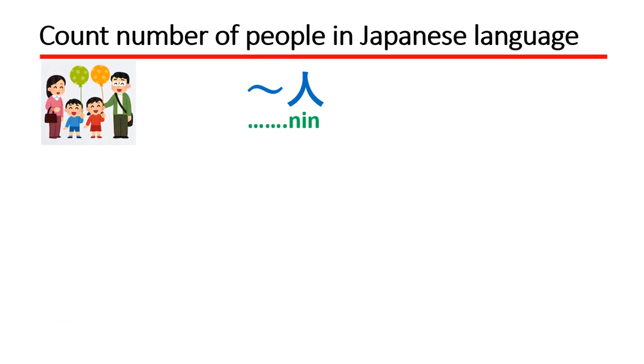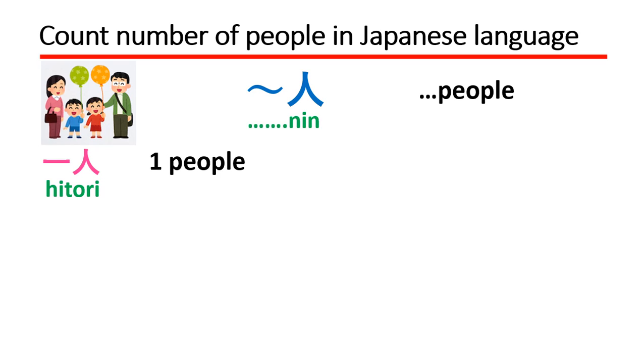In Japanese, they use nin, which is the kanji for people. And you can put the number in front of the kanji of nin. Let's look at some examples. Hitori, which means one person.